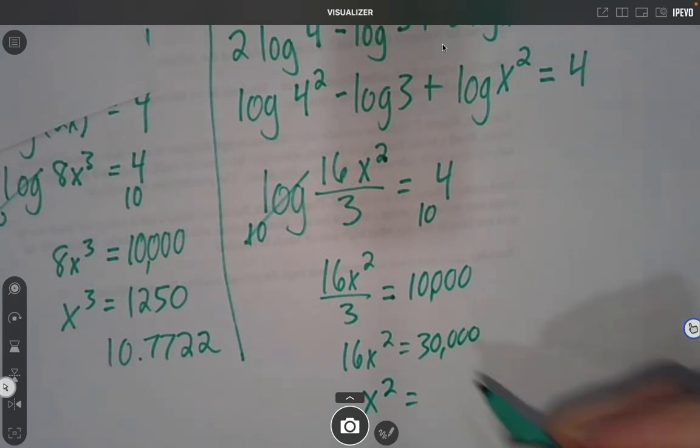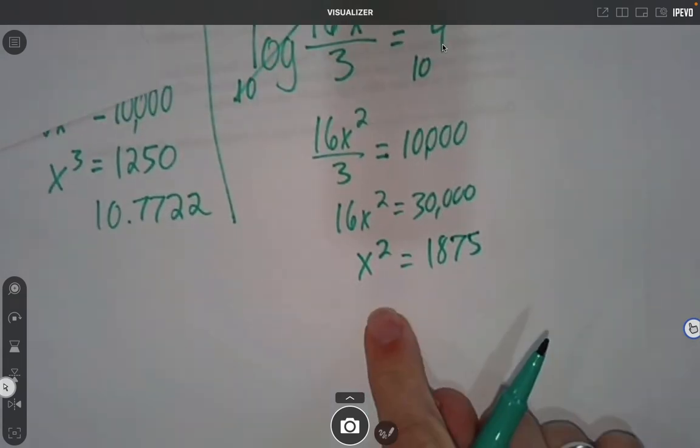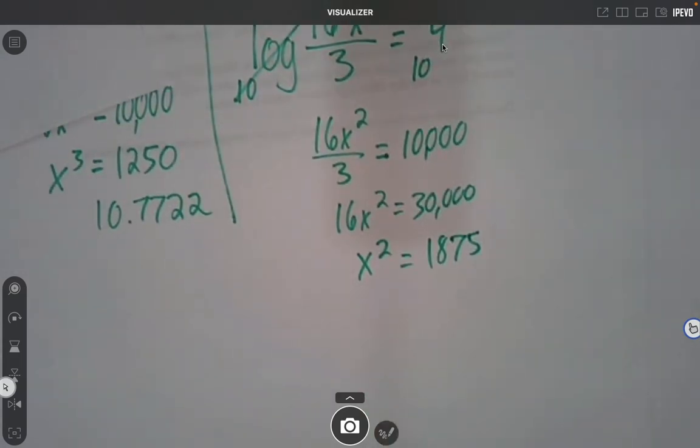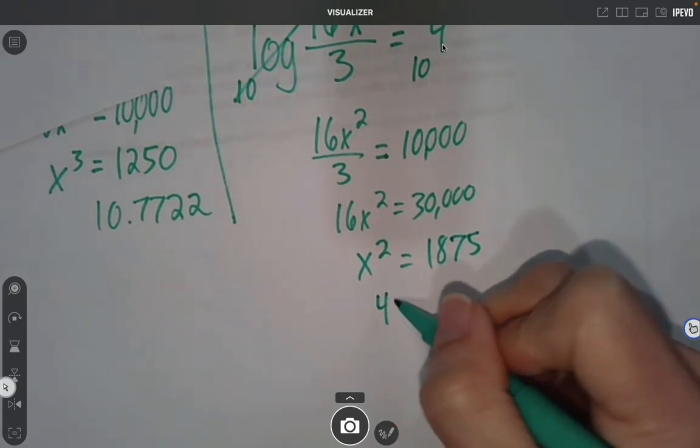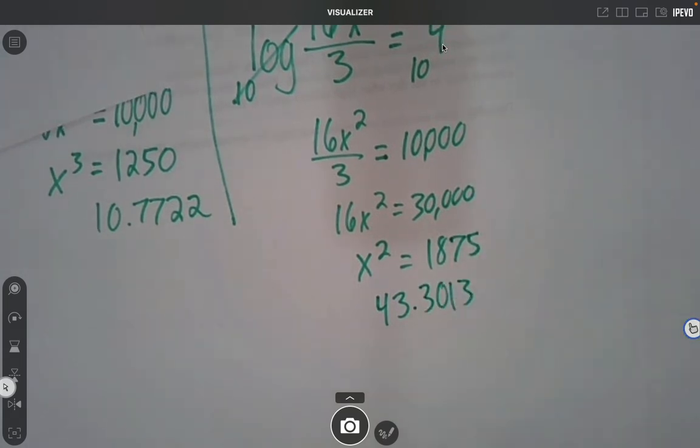And I get 1875. And this one, somebody asked a minute ago, if you have x squared, you square root it. So what is the square root of 1875? 43.3013. And what did they tell us to go to? The 10,000. 43.3013.